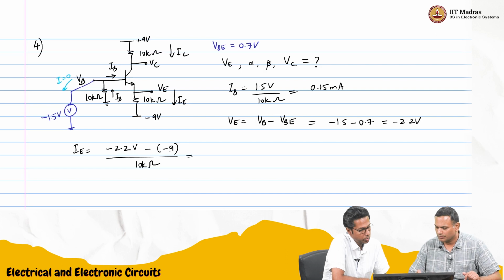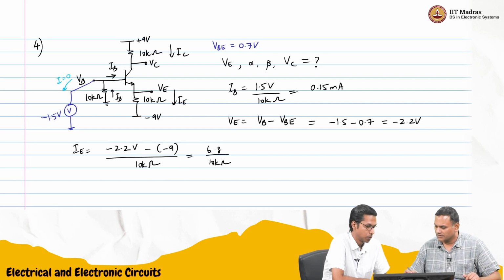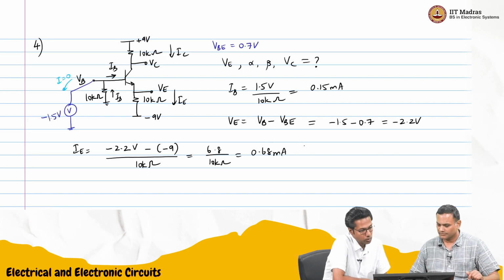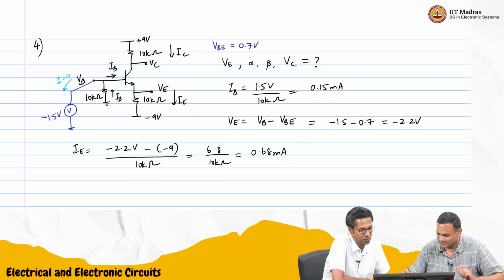So 6.8, which is 0.68 milliampere. IB we know, so we can find out beta right now already. In fact, we know beta, we can find out everything now, because we know two of the currents.